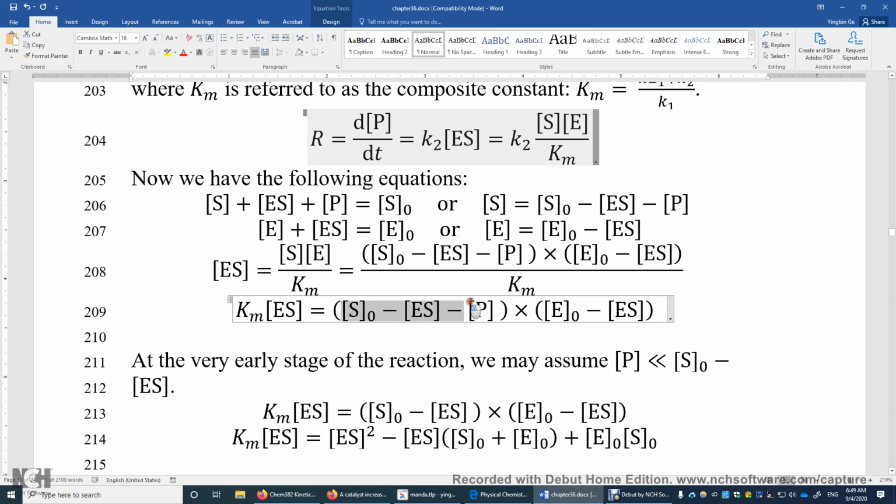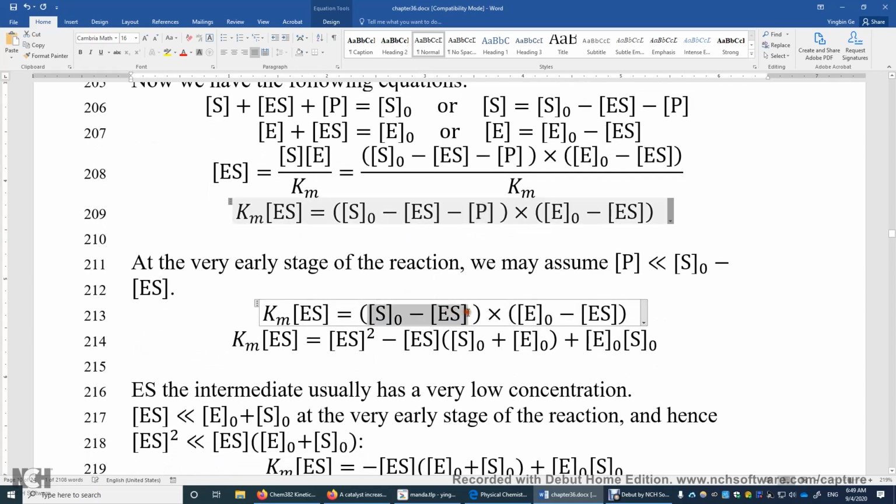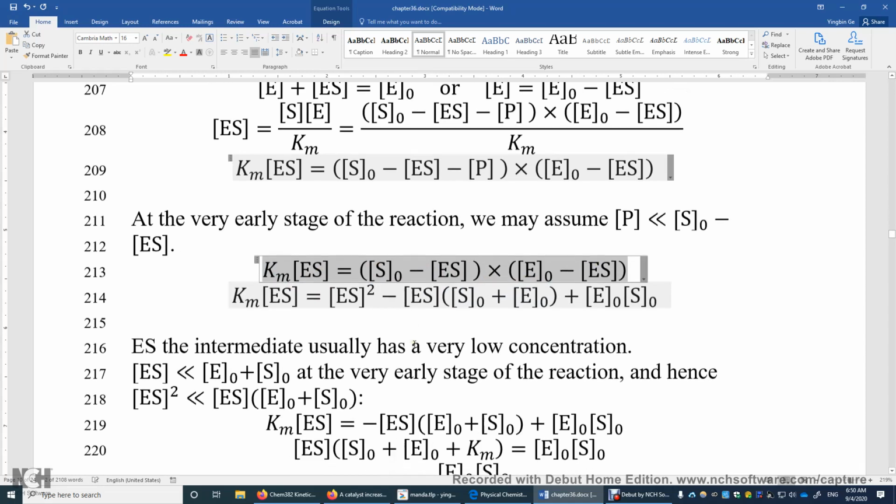Alright, so we're looking at subtraction. Over here, I'm going to assume this P is negligible compared to S0 minus ES. So basically, I just deleted the P. If you're doing addition and subtraction of multiple items, and one item is much smaller than any other items, you can neglect that smallest item safely. Now look at this equation. We have only one variable, that's just ES. We can solve this already, right?